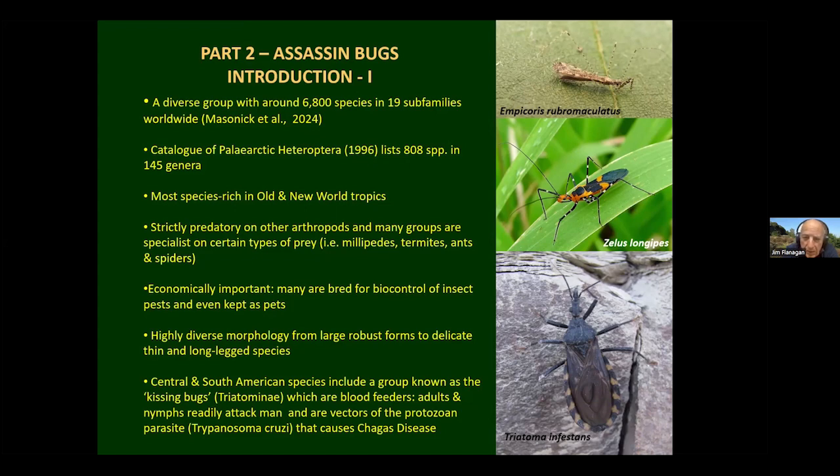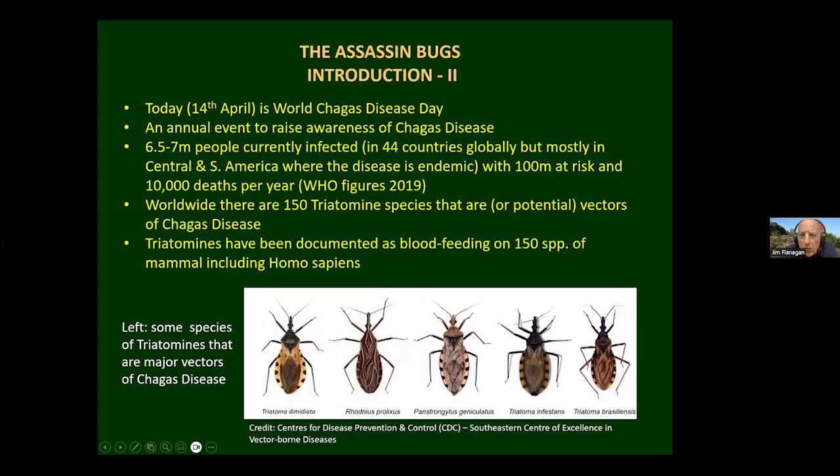One of the interesting things about the assassin bugs is a group known as the kissing bugs, the triatomine bugs, which developed into a lineage exploiting the blood of vertebrates. So they're blood feeders, and adults of many species readily attack man, and their importance is as vectors of a protozoan parasite known as Trypanosoma cruzi that causes Chagas disease.